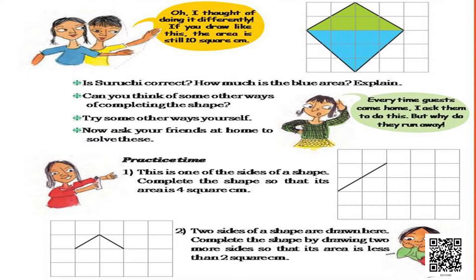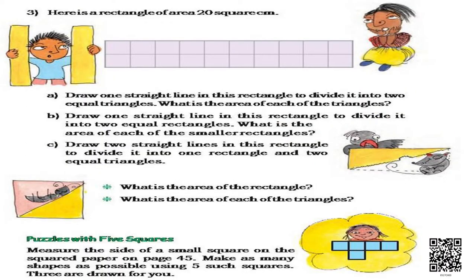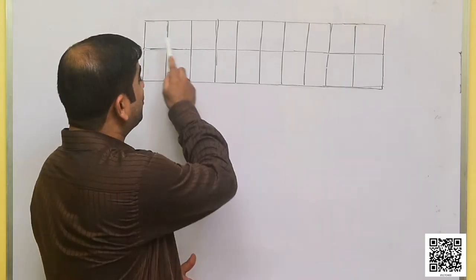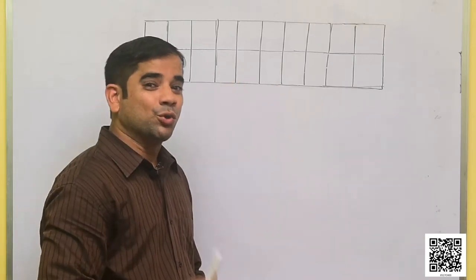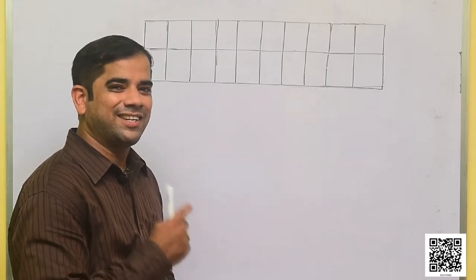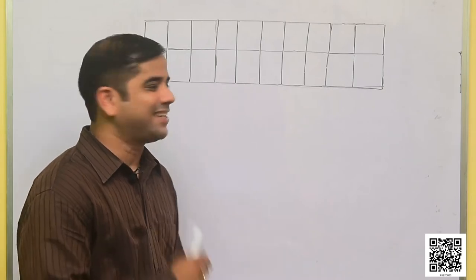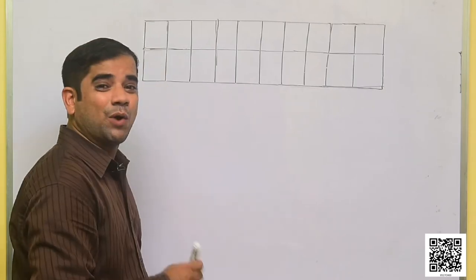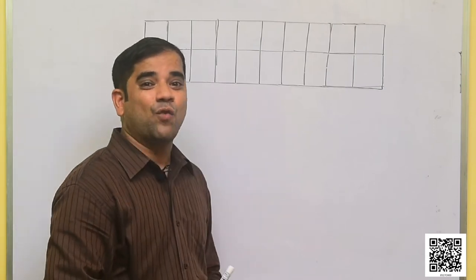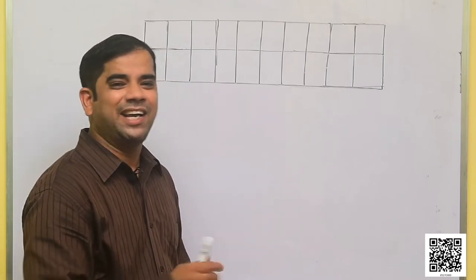Students, we have a third task and we are going to do it together. As you can see on the board, we have a rectangle having 20 small squares. So can you see what should be the area of this rectangle? Exactly, you got it right. It is 20 square centimeter because it has 20 squares of 1 square centimeter of area each.